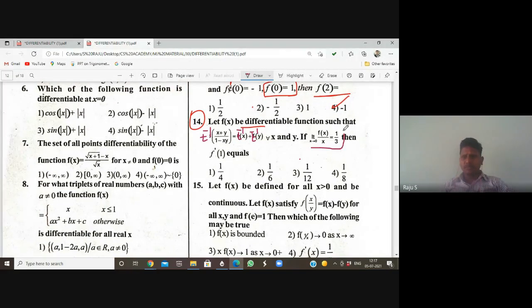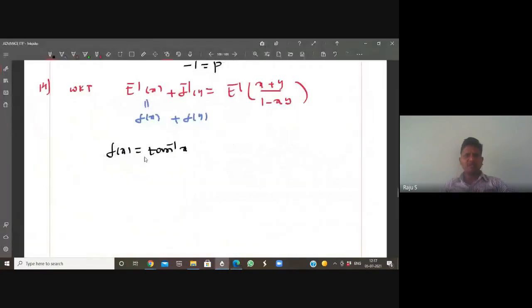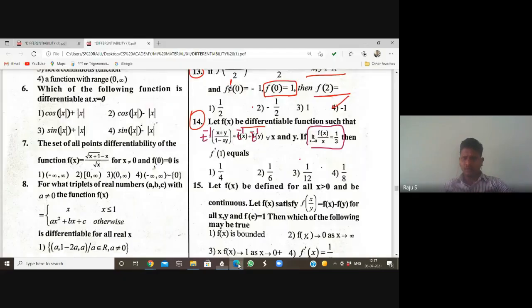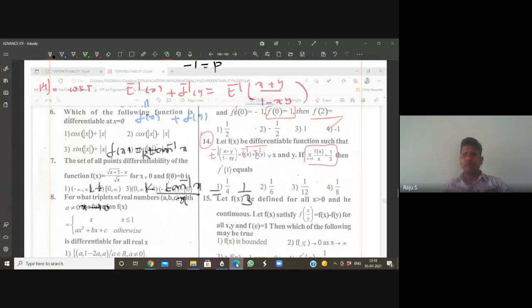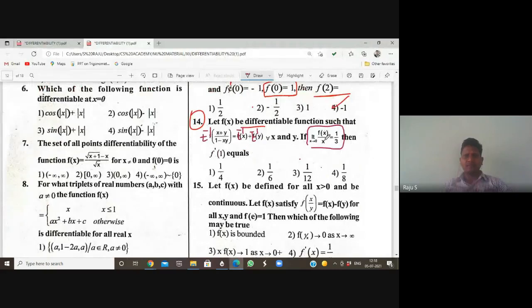And also, they given, it may be tan inverse x or k times tan inverse x. Your wish. Even though we'll get the same. So your limit x extends to 0, f of x by x is equal to, clearly they're given 1 by 3. All of you understood? Limit x extends to 0, f of x by x is 1 by 3.